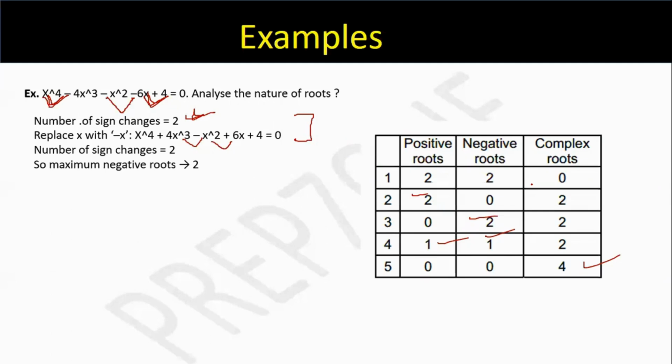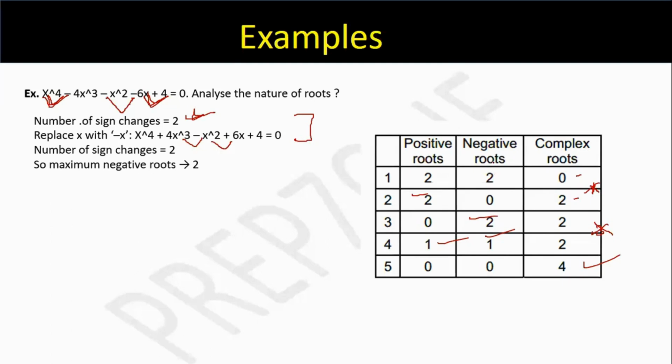Okay, sir. Because they always occur in pair, their count will always be a multiple of 2, either 0 or 2 or 4. I can't have one complex root. That's not possible. I can't have 3 complex roots. That's again not possible. It has to be an even number only.